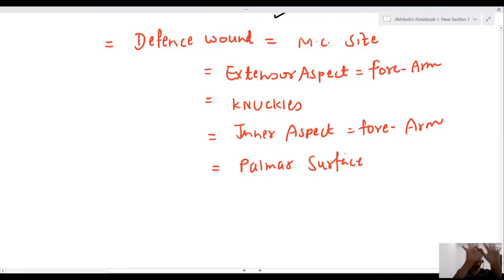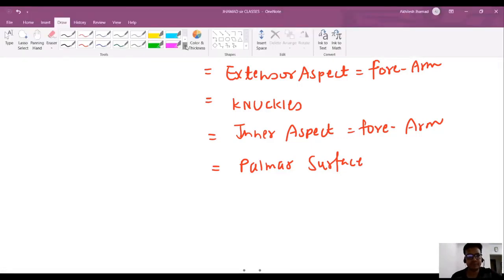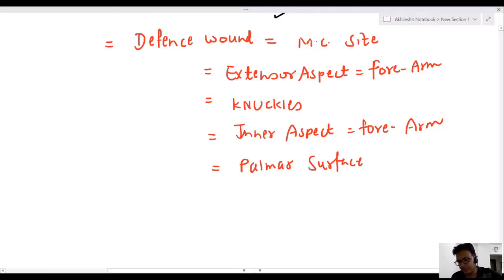This area, palmar surface. These are defense wounds. Most common site is the extensor aspect of the forearm, knuckles (the metacarpophalangeal joints), inner aspect of the forearm, and palmar surface. These are examples of defense wounds.